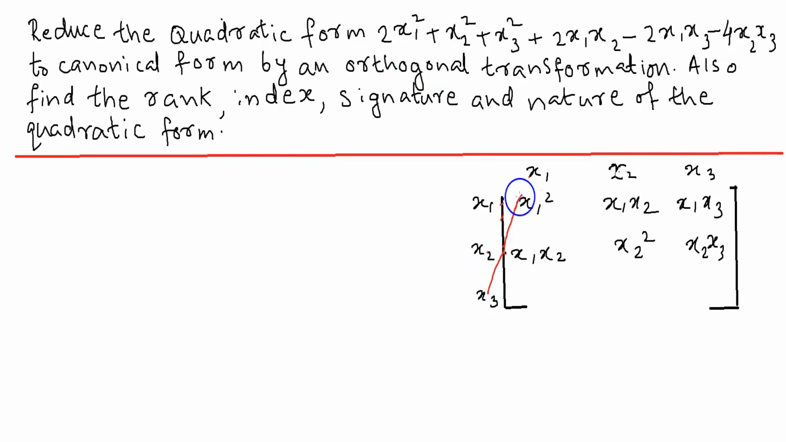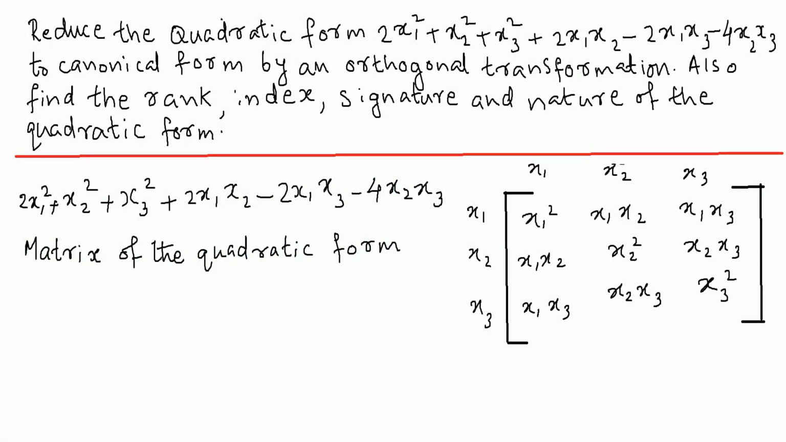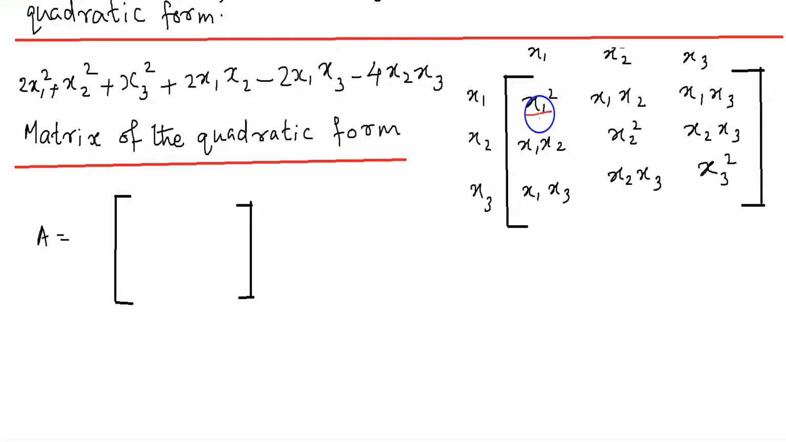In third row, the first element will be the coefficient of x1, x3. The second element will be x2, x3. The third element will be the coefficient of x3 square. Here in this matrix, we are going to write the coefficient of x1 square, x2 square, x3 square without any change. But for the rest of elements, the coefficient will be divided by 2.